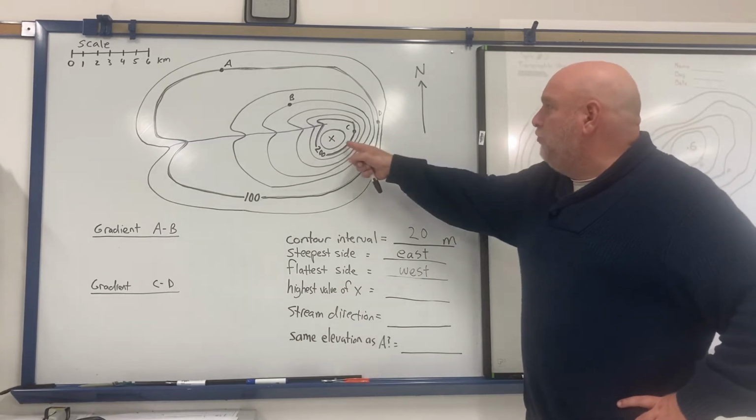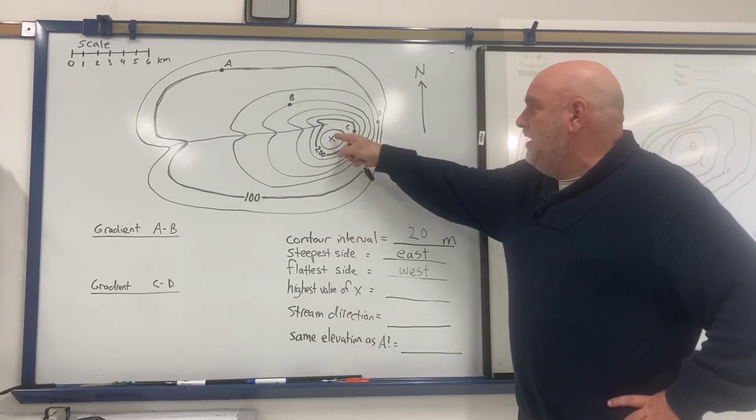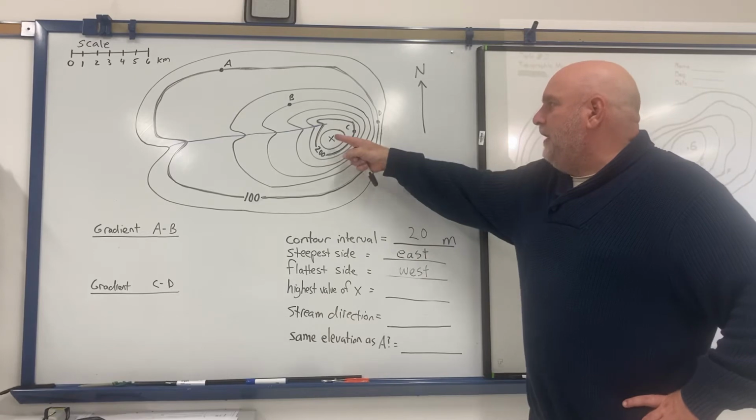Because when I draw a 220 line, everything on one side of it has to be less than 220. Everything on the other side of it has to be greater than 220. So I know the top of the hill is greater than 220.